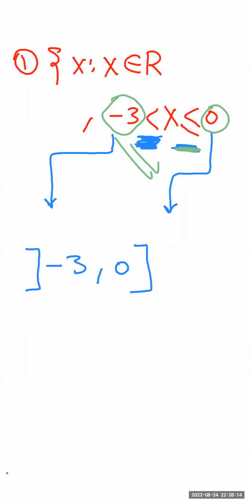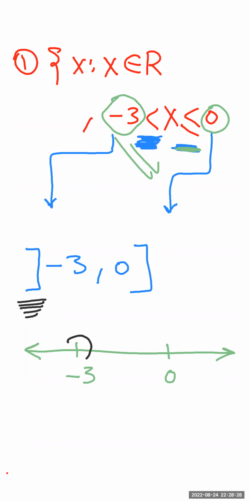Now it's time to represent it on the number line. Number line, -3, 0. Opened from the side of -3, unshaded circle. Closed from the side of 0, shaded circle. Then shade the distance between them. I'm done. That was the first question. Is it clear, guys? Yes. Clear, mister. Okay, great.